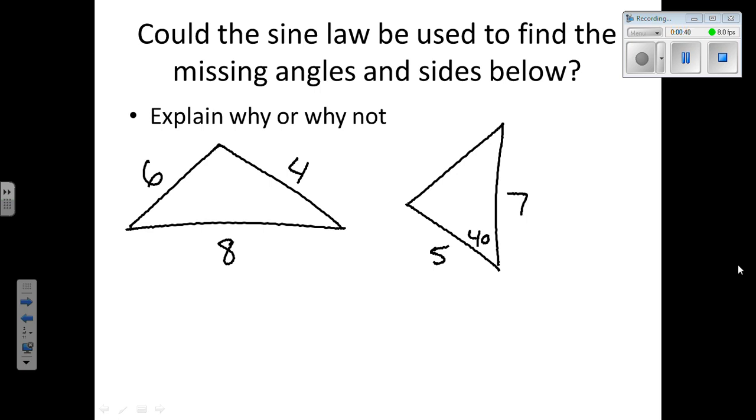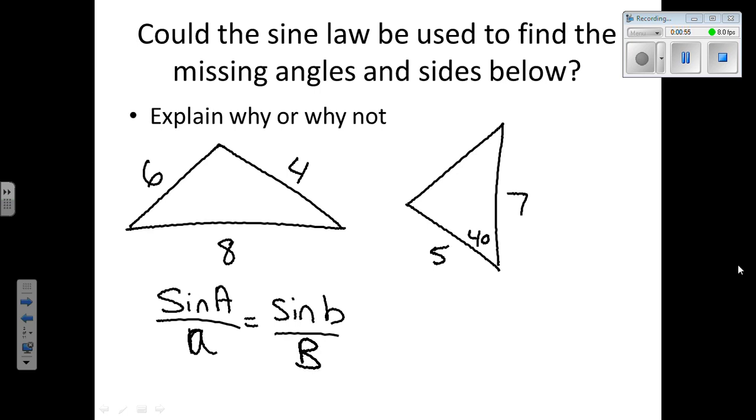Remember, for sine law we have sine A over a equals sine B over b equals sine C over c. So let's look at the first one. We are given all the sides, but no angles. Since we're given no angles and it's not a right triangle, we can't use SOHCAHTOA to solve, so we are unable to use sine law.